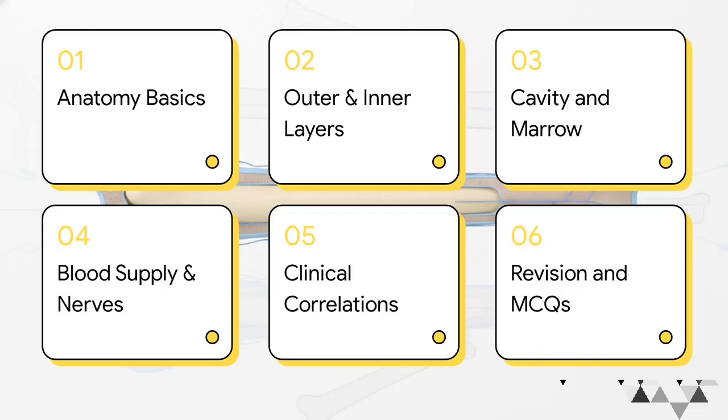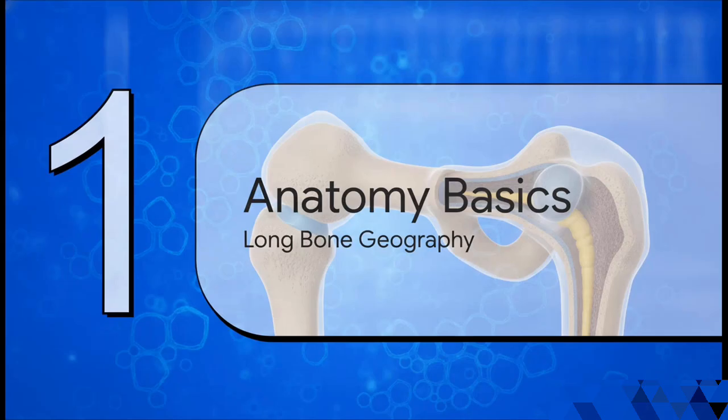Here's our roadmap for today. We're going to cover long bone anatomy basics, look at the outer and inner bone layers, explore the medullary cavity and marrow, trace the blood supply and nerves, hit some essential clinical correlations, and wrap it all up with a quick revision and some multiple choice questions. Let's get to it. All right, starting off with section 1, long bone anatomy basics.